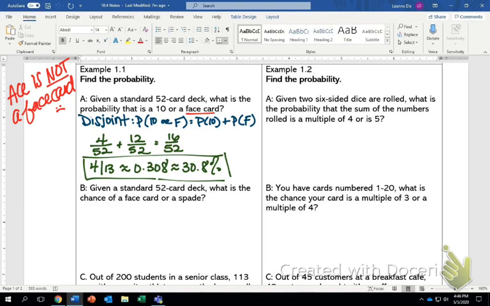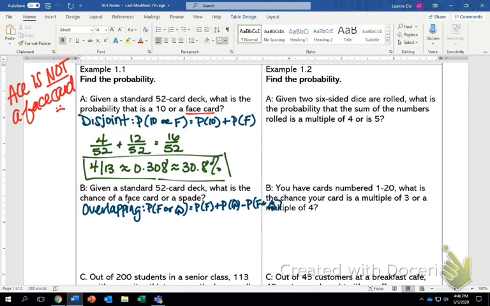Okay, letter B says, given a standard 52 card deck, what is the chance of a face card or a spade? So the question is, can a face card be a spade? And the answer is yes. So because that is true, we know we have intersecting parts, or it is going to be overlapping. So my formula should say the probability of a face card or spade is equivalent to the probability of a face card plus the probability of a spade minus the intersecting parts, or a face card and a spade.